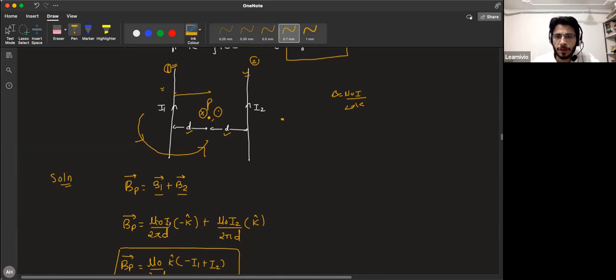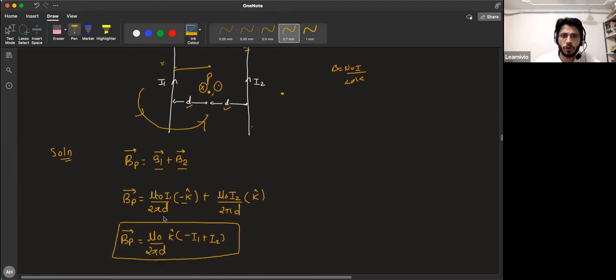So this is the magnitude. Inward means minus k cap. For the second conductor, this is the magnitude. Only the current is different. Separation is same. Direction is outward. It's k cap. Then I just take mu naught by 2 pi d k cap as common, and it's minus I1 plus I2.